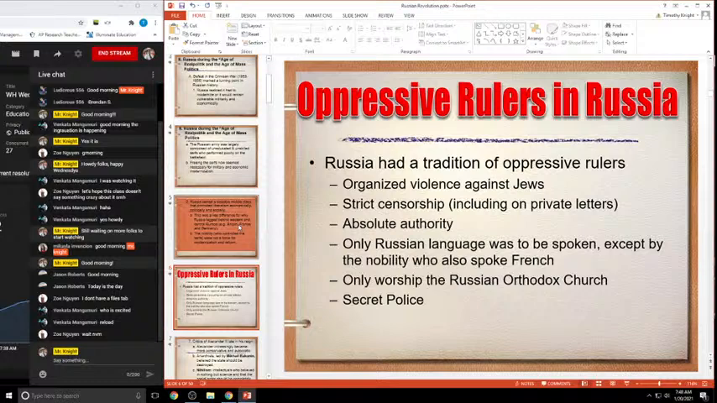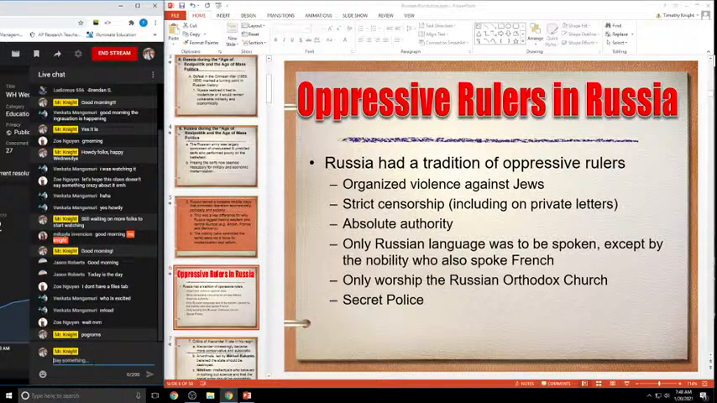They had utilized, for example, these pogroms, P-O-G-R-O-M-S, pogroms, not programs. Pogroms are basically organized violence, particularly against Jewish folks.